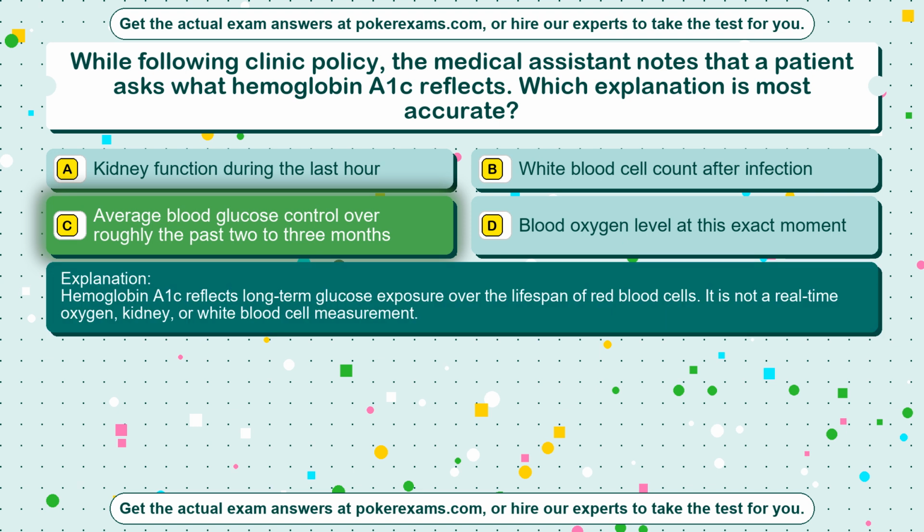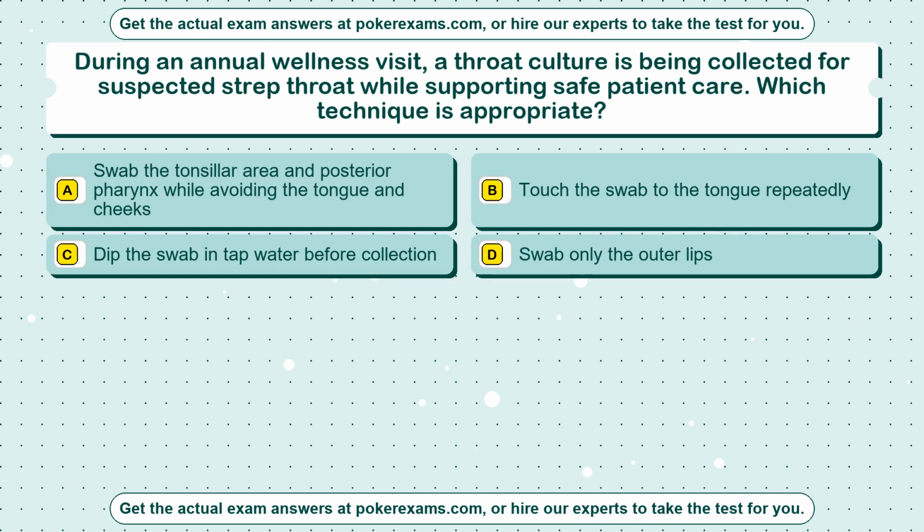Hemoglobin A1C reflects long-term glucose exposure over the lifespan of red blood cells. It is not a real-time oxygen, kidney, or white blood cell measurement. Question 29. During an annual wellness visit, a throat culture is being collected for suspected strep throat while supporting safe patient care. Which technique is appropriate?